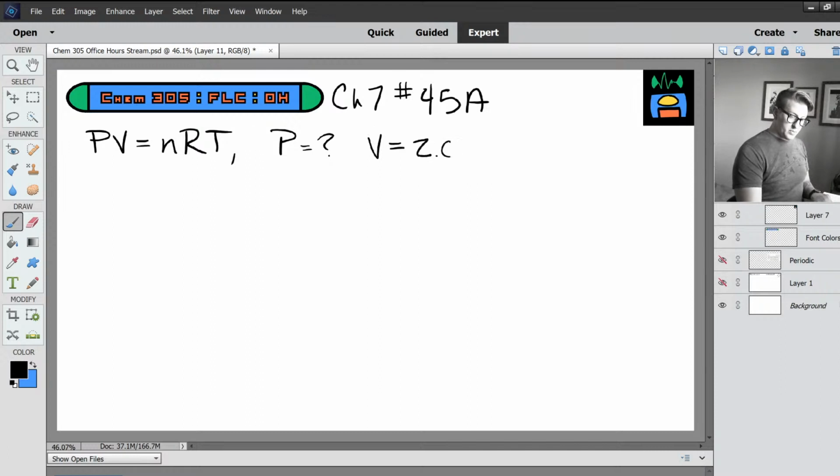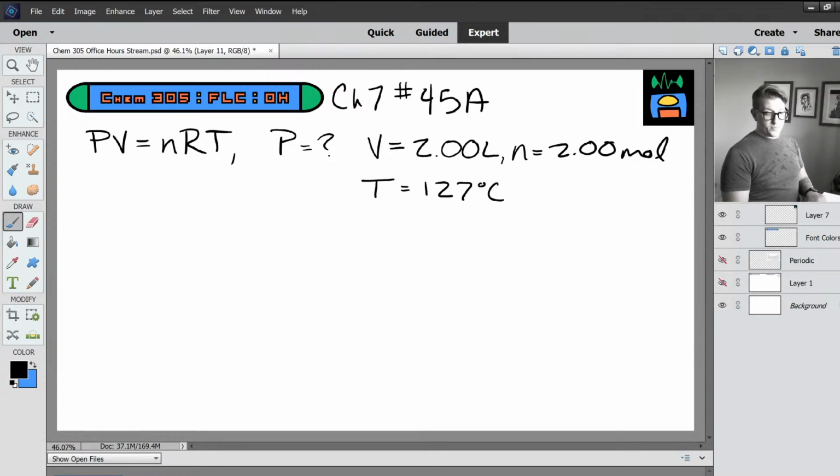The volume of our sample is 2.00 liters. We're given the moles of our sample, 2.00 moles, and the temperature is 127 degrees Celsius. All right. Now you'll notice here in this problem, we're given volume, we're given moles, we're given temperature, we're asked to find pressure.